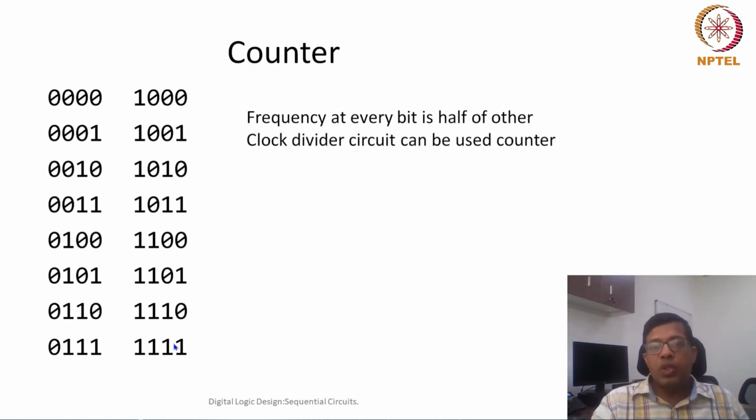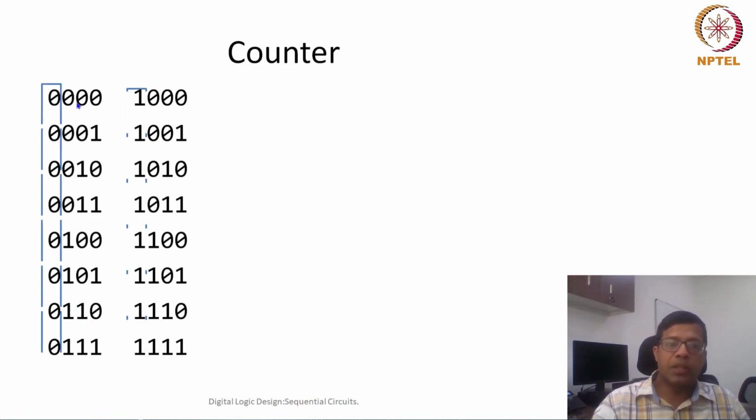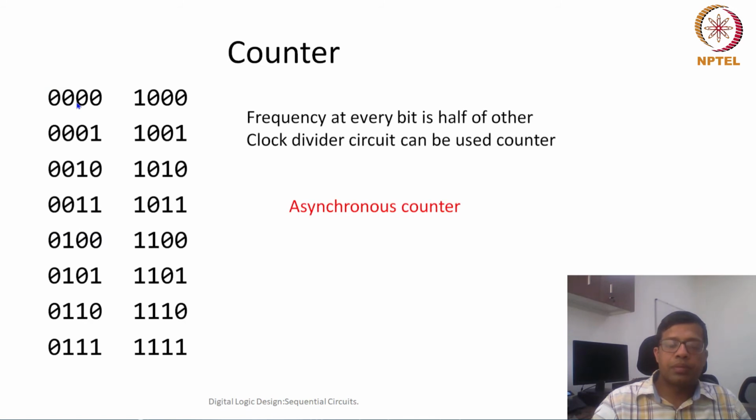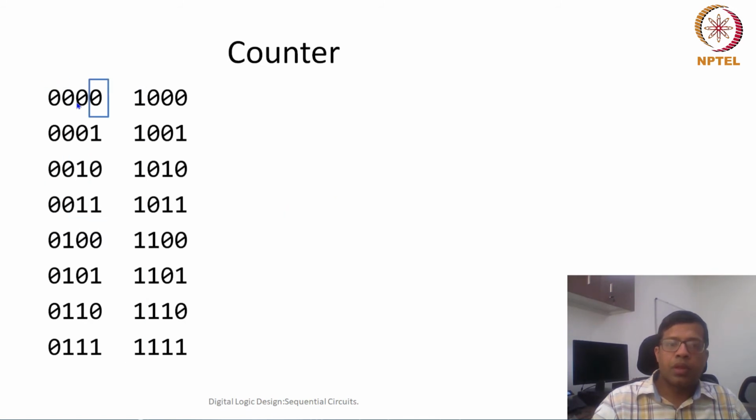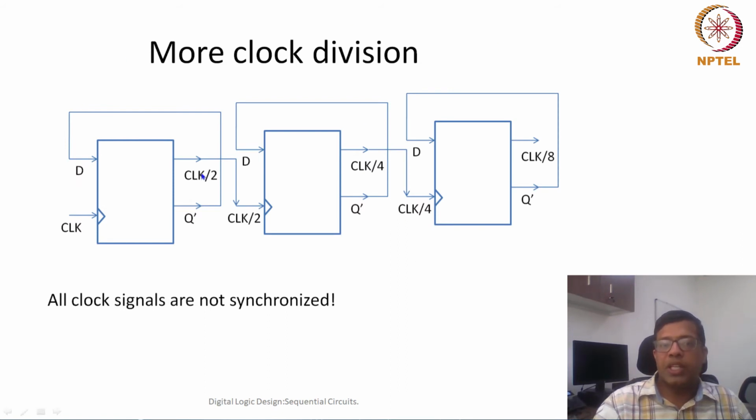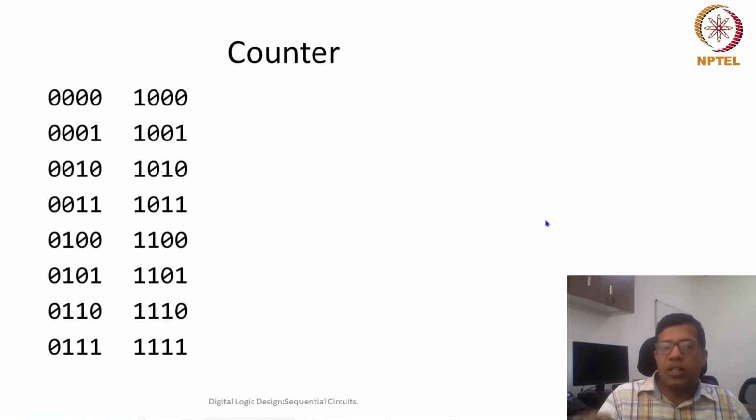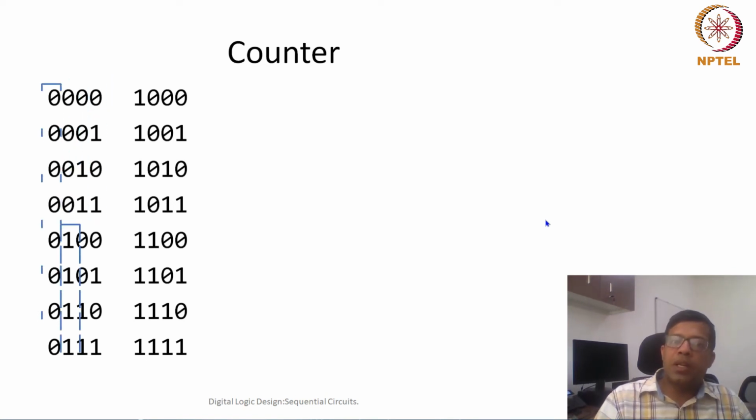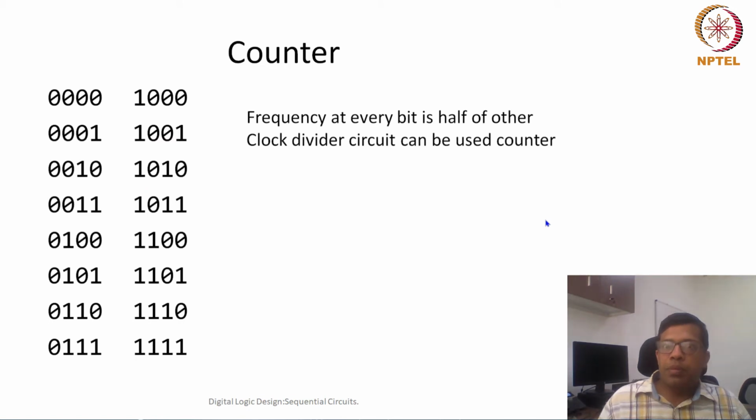So in this way, we can use a clock divider circuit. If I see my previous circuit, clock by 2 could be the first bit, clock by 4 could be the second bit, and clock by 8 could be the third bit. And this way we can add another D flip flop to have the fourth bit. So my simple asynchronous clock divider can also work like a counter.